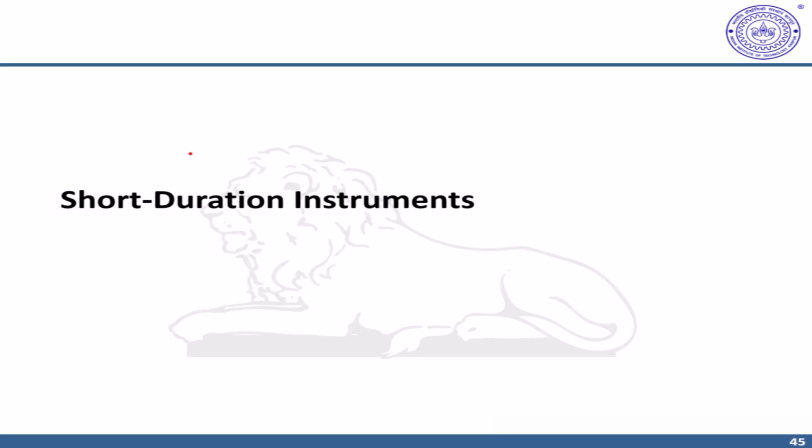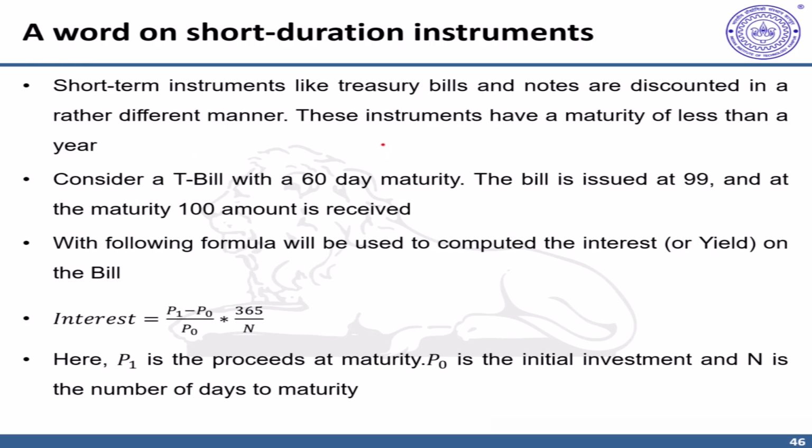In this video, we'll discuss the calculation of interest rate for short duration instruments. Debt instruments with a maturity of less than 1 year, these are short-term instruments like treasury bills and treasury notes, are discounted and the interest rate calculation is carried out in a different manner.